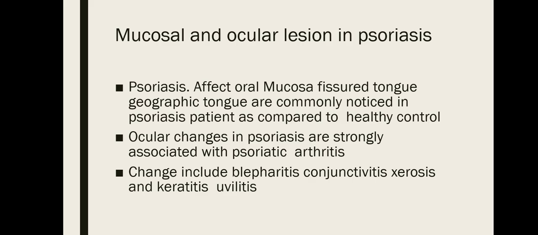Mucosal and ocular lesions in psoriasis. Psoriasis also affects the oral mucosa. Fissuring of the tongue and geographic pattern of the tongue are commonly noticed in psoriasis as compared to healthy controls. Ocular changes in psoriasis are strongly associated with psoriatic arthritis. Changes include blepharitis, conjunctivitis, xerosis, keratitis, and uveitis.